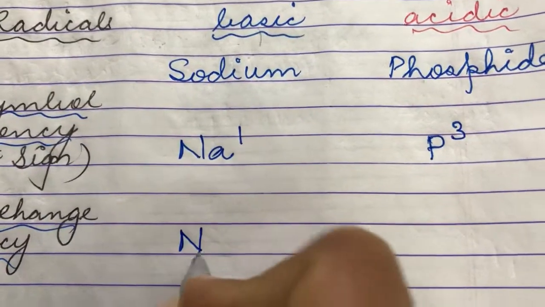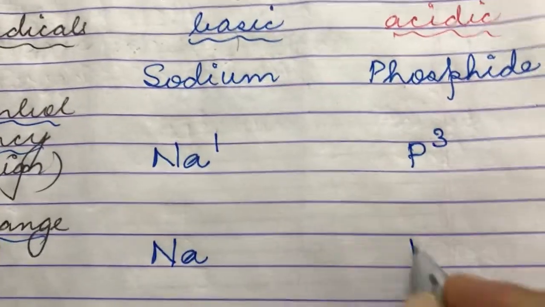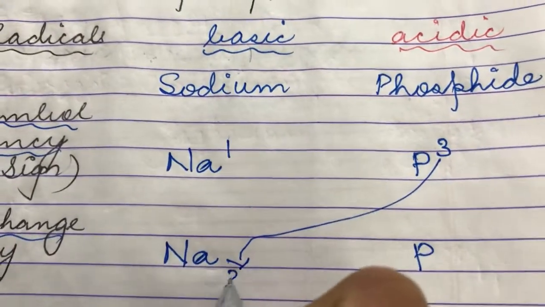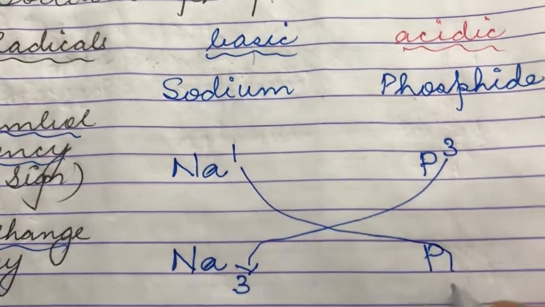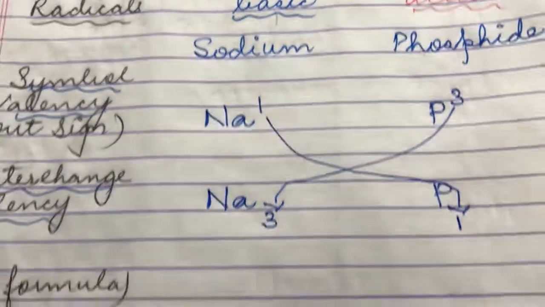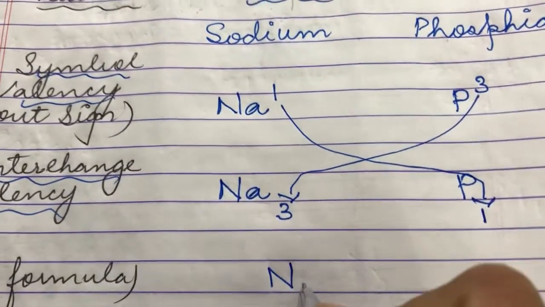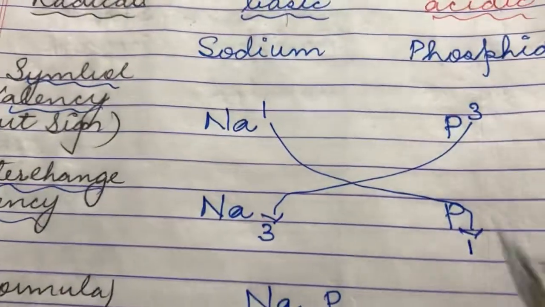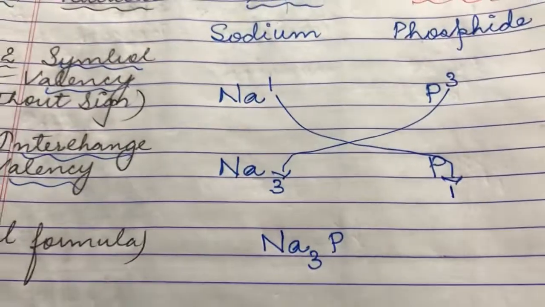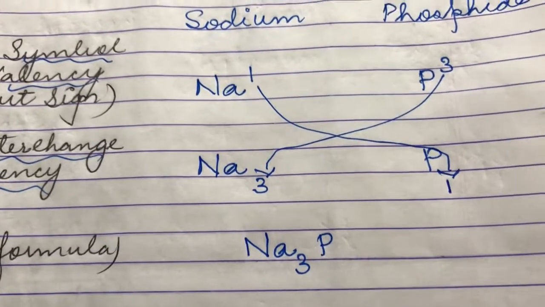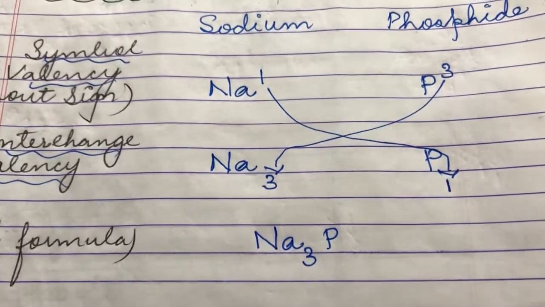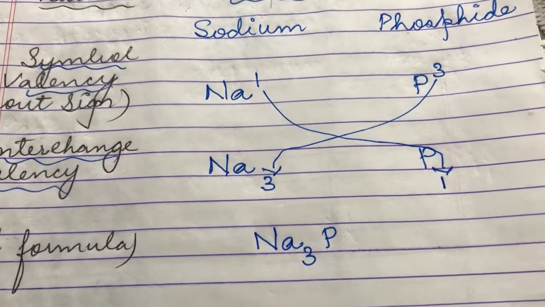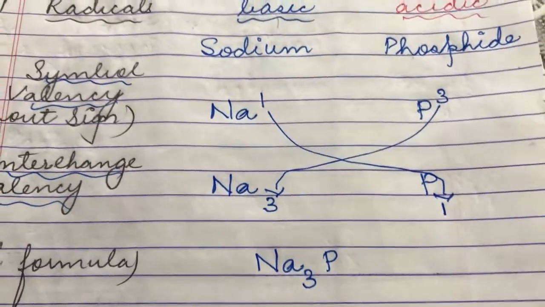On interchanging valency, you write Na as it is, you write P as it is. This 3 comes down here in the subscript of Na, and this 1 comes down here in the subscript of phosphorus P. In the final formula, we get Na3P. This is the formula of sodium phosphide. So I hope you all have understood how to write the formulae of compounds which are formed from valencies where the basic radical has valency 1 and the acidic radicals has valency 2 or 3.